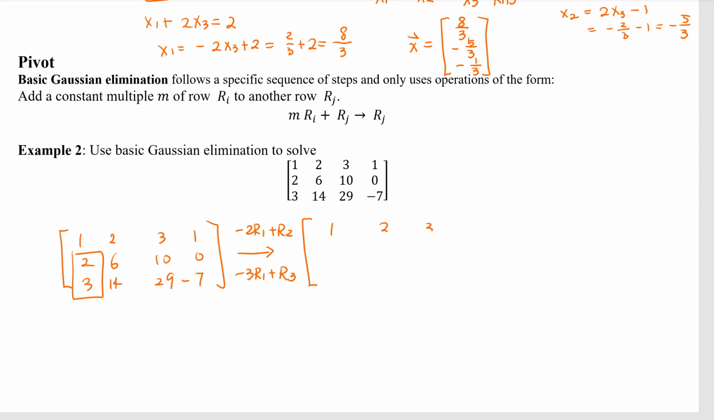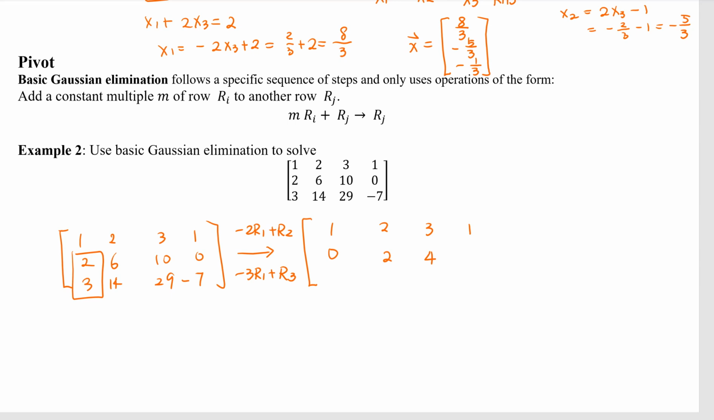So the first row stays the same. And then 2 minus 2 is 0, 6 minus 2 times 2 is 4, so 6 minus 4 is 2. 10 minus 2 times 3, 10 minus 6 is 4.